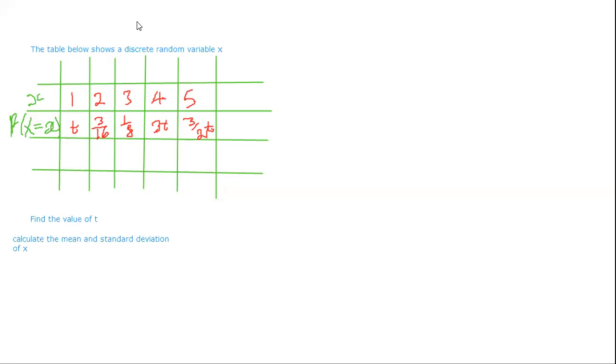So we are given this information in a table. The table below shows a discrete random variable x. We have x values which run from 1 up to 5, and the probability of X equaling a small x is t, 3/16, 1/8, 3t, then 3/2 t. The first question, we are requested to find the value of t. The second one, we are requested to calculate the mean and standard deviation of x.